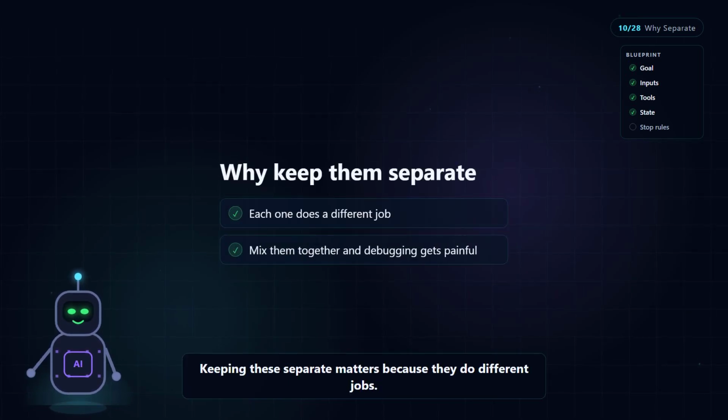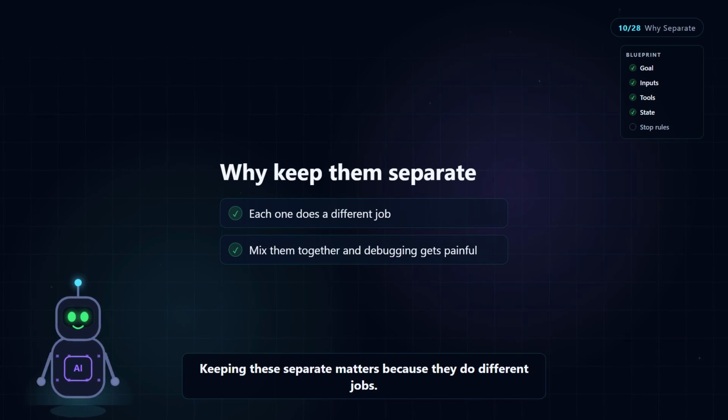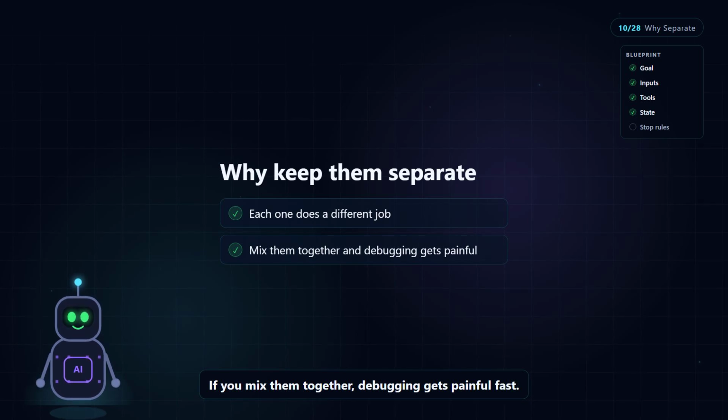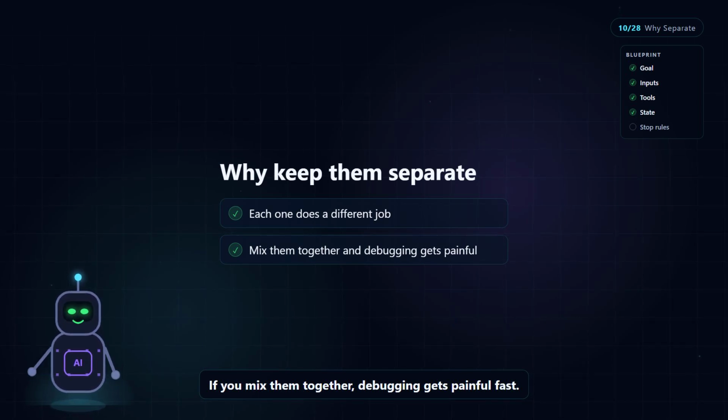Keeping these separate matters because they do different jobs. State helps the agent remember. Tools help it gather or compute. Output is the polished response at the end. If you mix them together, debugging gets painful fast.